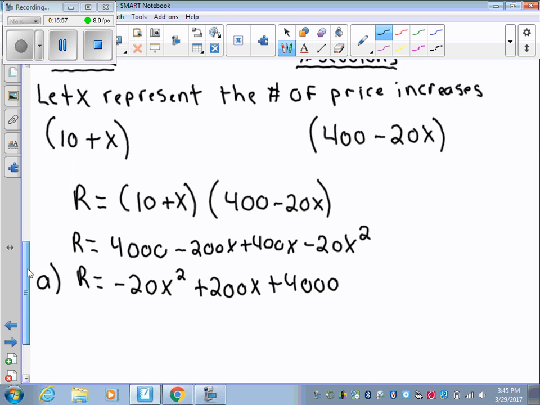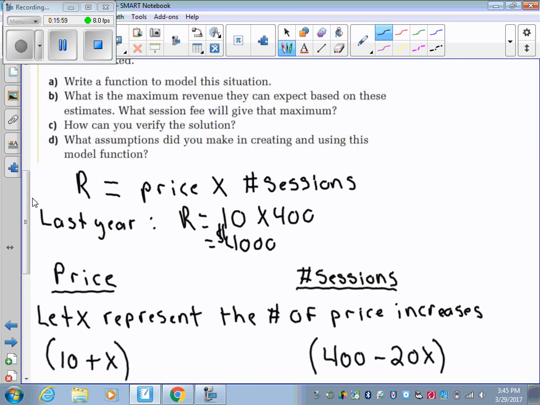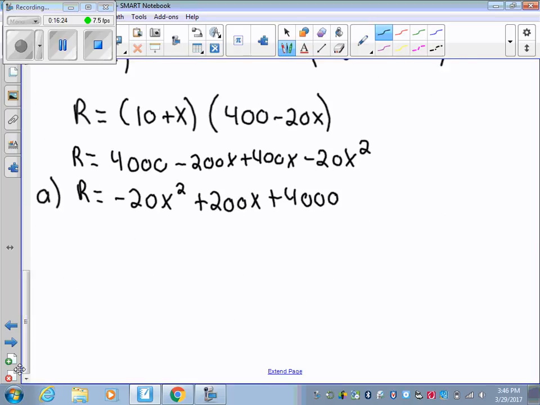Part B, what is the maximum revenue they can expect based on these estimates? What session fee will give that maximum? So what are they asking for in that question? When they say, what is the maximum revenue? They're not coming right out and telling us, but what mathematical part are they looking for? It's the vertex. The vertex will represent the maximum revenue. So let's figure out how to find the vertex.